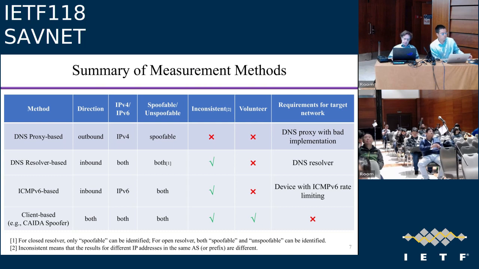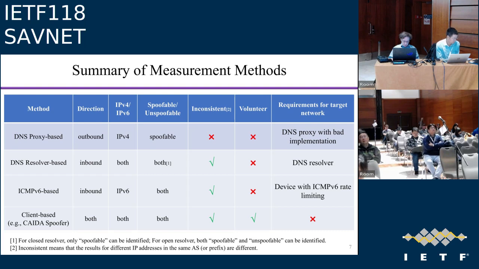This is a summary of the measurement methods. The client-based one is CAIDA Spoofer, and it supports both inbound spoofing and outbound spoofing measurement, but the DNS proxy-based one only supports outbound spoofing measurement. The other two support inbound spoofing measurement. Both the DNS resolver-based and the client-based ones can work in both IPv4 and IPv6. We know that ICMPv6-based can only work in IPv6 because it needs to rely on rate limiting. And as far as we know, DNS proxy-based only works in IPv4. As for spoofable and unspoofable, DNS proxy-based can only identify the ASes that allow IP source spoofing, but it cannot identify the ASes that do not allow IP source spoofing, but the other three can identify both spoofable and unspoofable.